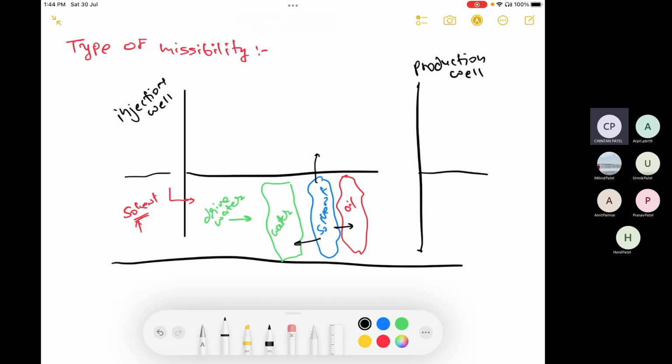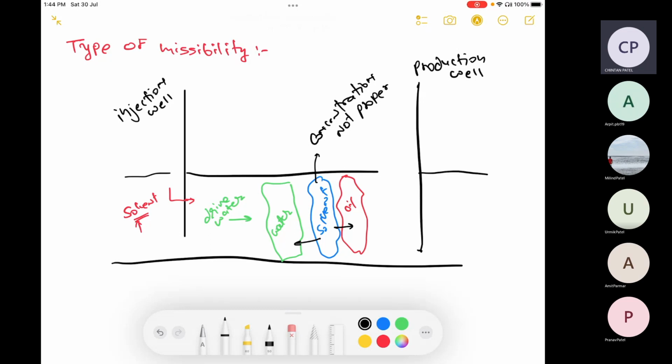Let's suppose if this concentration is not proper, then before reaching the oil at the production well, what happens? This solvent will be exhausted and this water and oil will directly come into contact, and in that case what happens? The miscible condition will no longer be observed, and interfacial tension will again start to increase. So in that case we will not get proper oil recovery. That is known as miscible rupture.